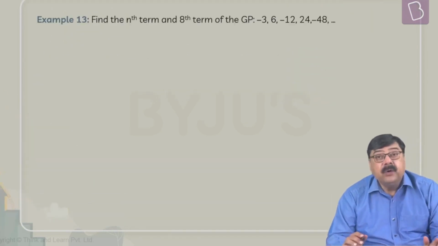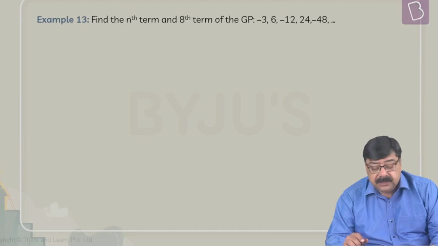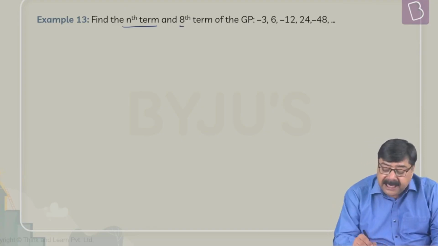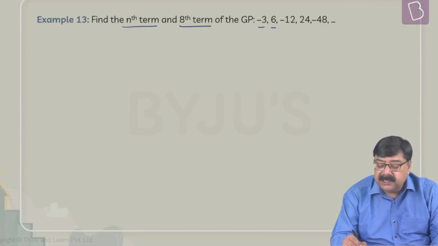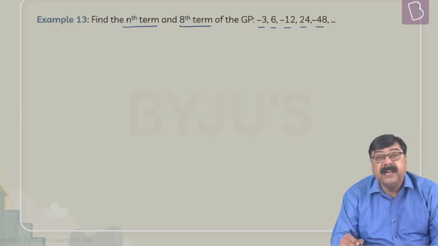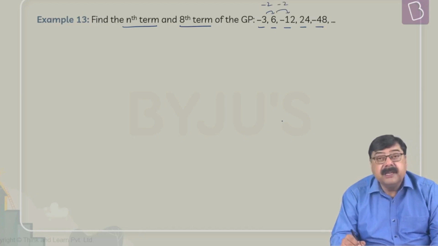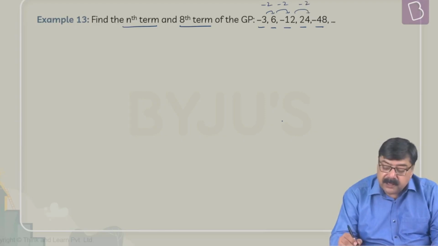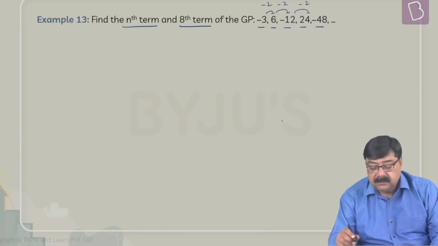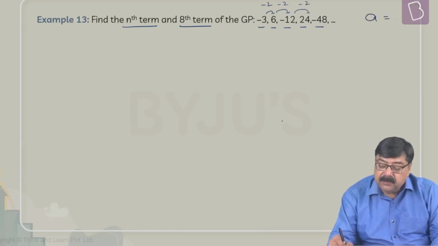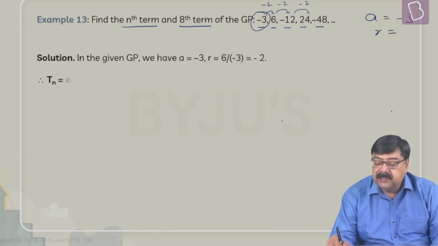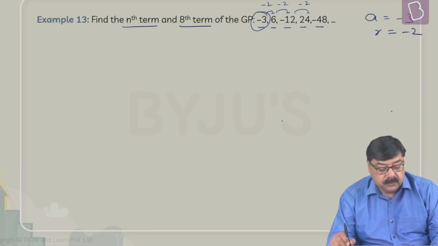Then let's have a look at some questions based on geometric progression. Find the nth term and 8th term of the GP minus 3, 6, minus 12, 24, minus 48, and so on. So clearly, minus 3 into minus 2 is 6. 6 into minus 2 is minus 12. Minus 12 into minus 2 is 24, and so on. So a here is minus 3, the first term, and the common ratio here is minus 2.